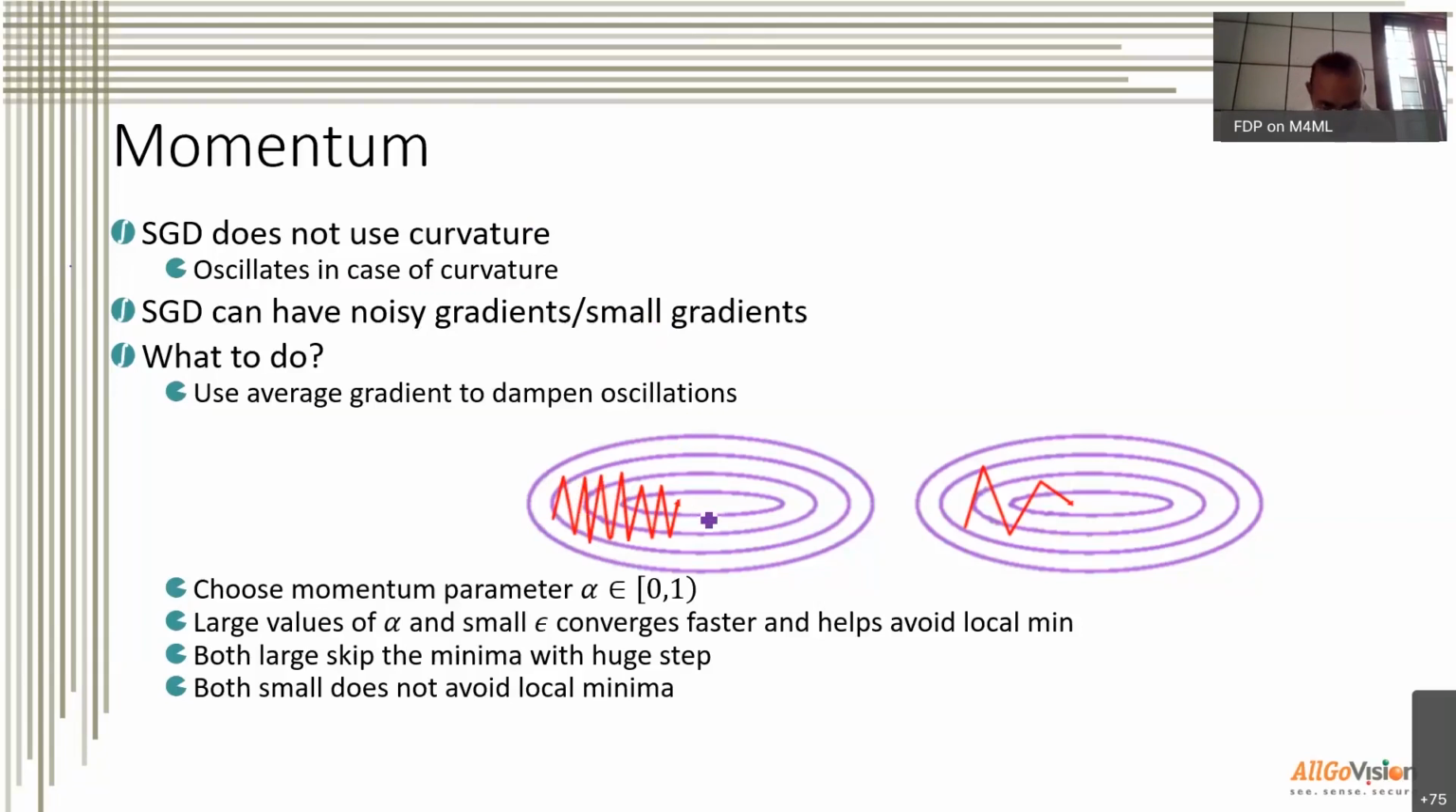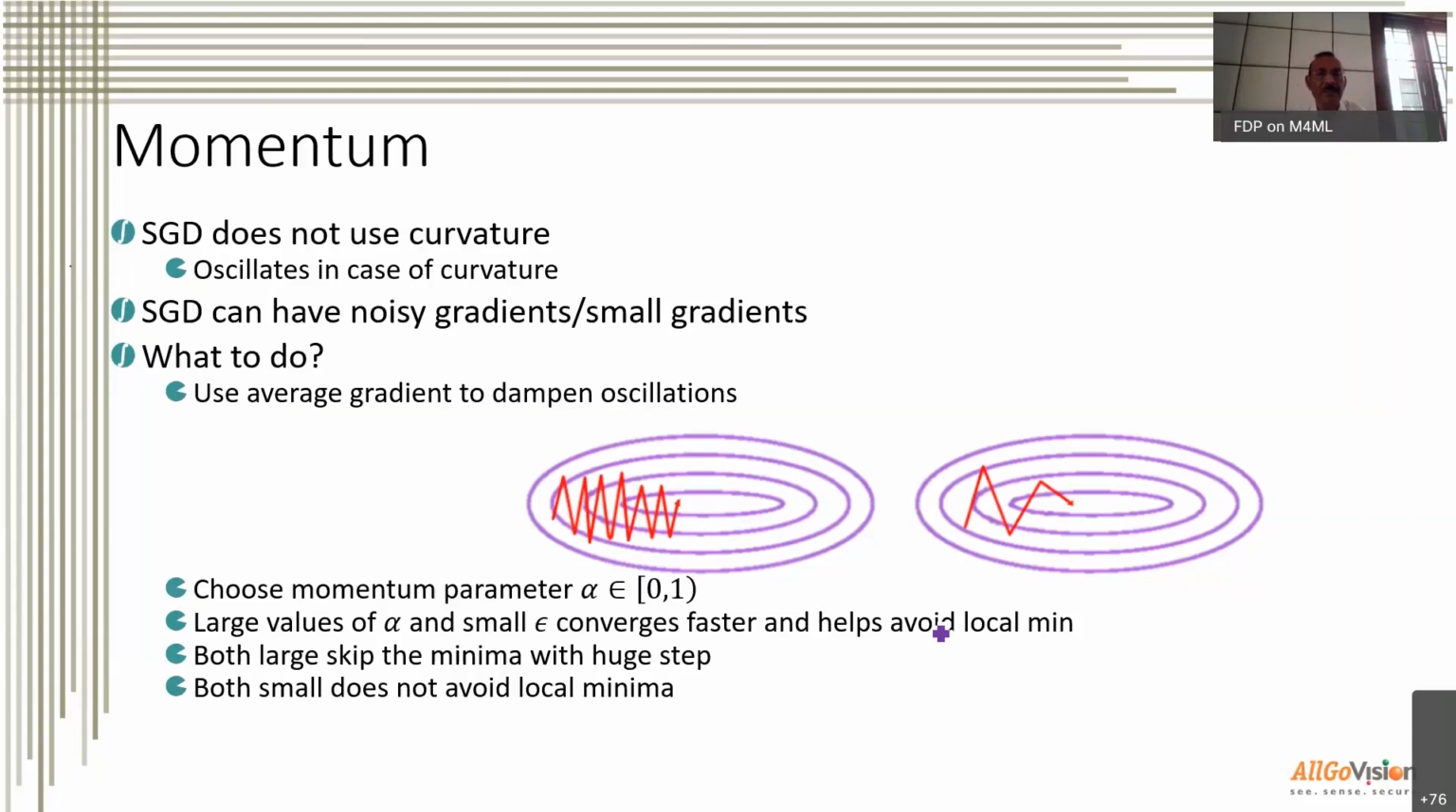As opposed to that, the first step will be the same here, but while taking the next step, I use part of this gradient and the new gradient together. Then I actually move in a different direction and make much faster progress, as you can see in the right diagram. This is the method called the momentum method. Here you choose a momentum parameter alpha, between 0 and 1, but it has to be less than 1.